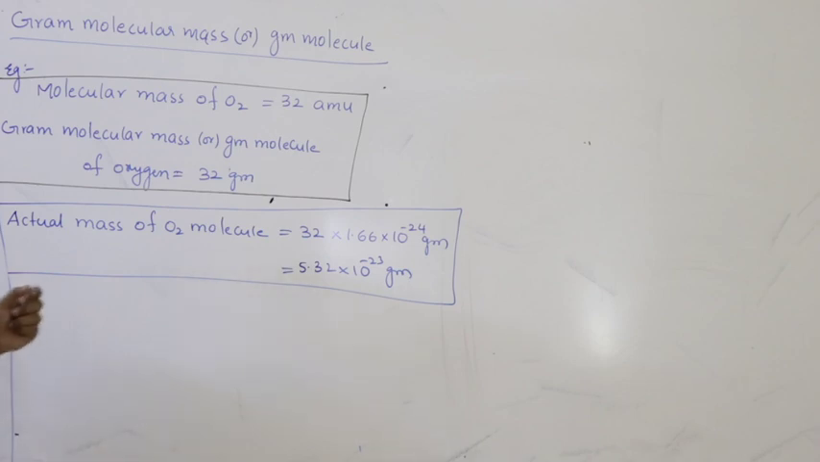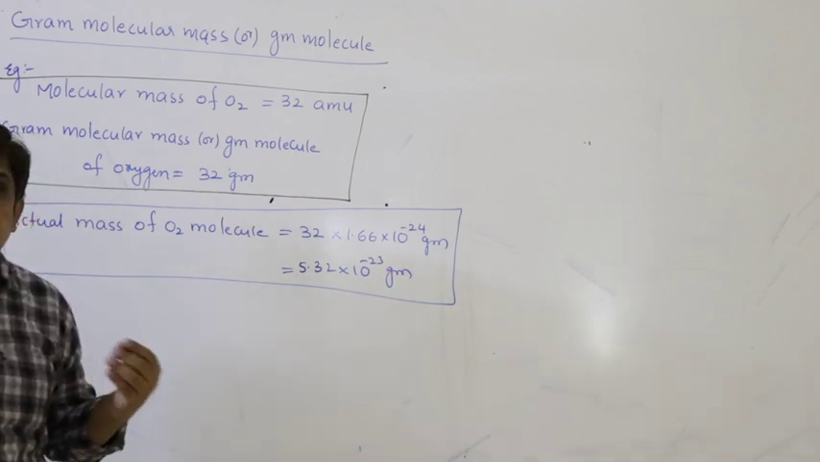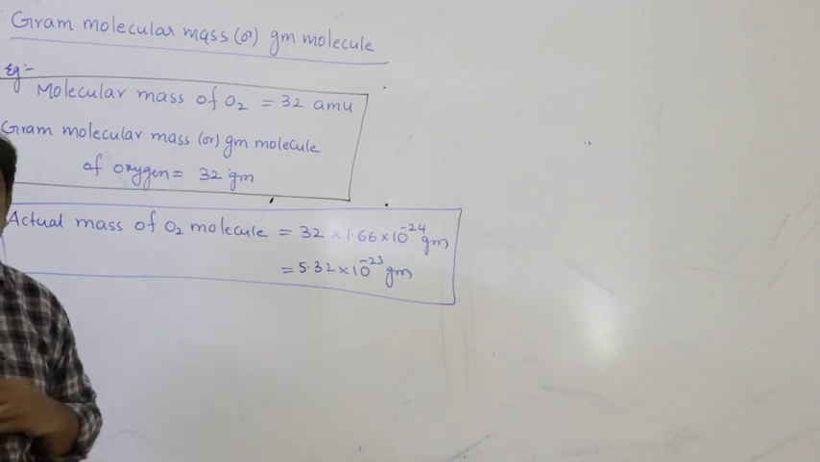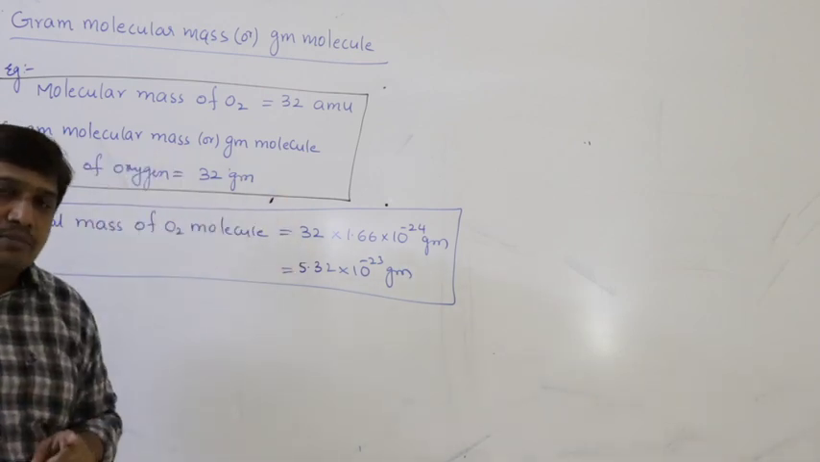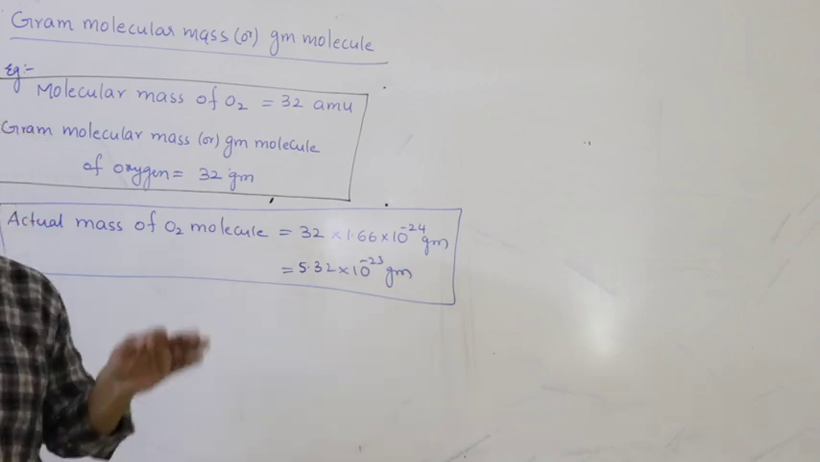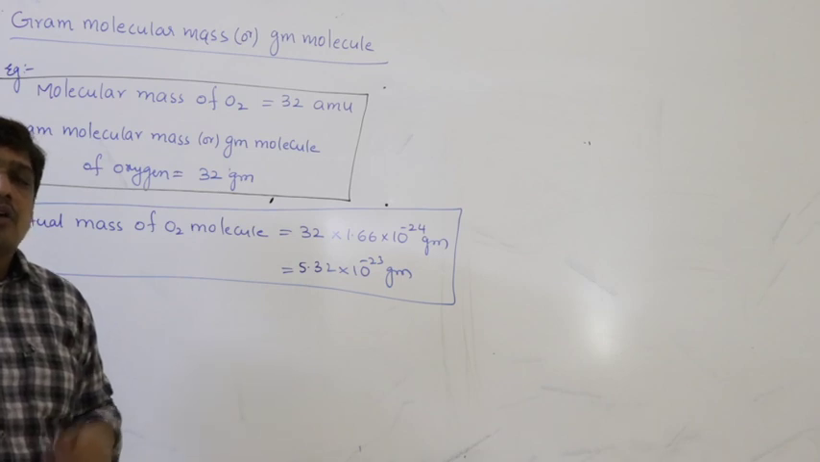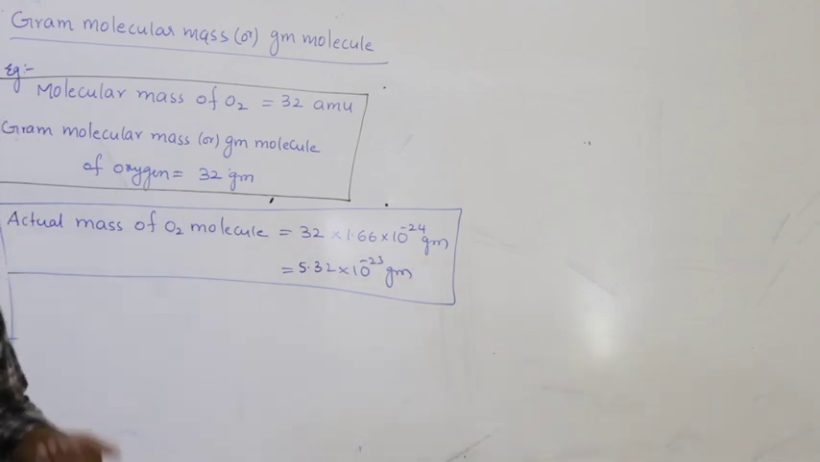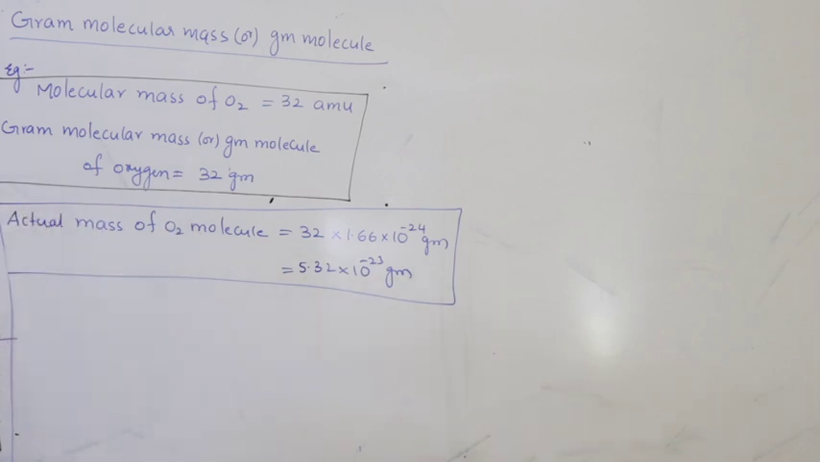Note, 1 gram molecule of any substance contains the same number of molecules and it is equal to Avogadro number of molecules. I repeat, 1 gram molecule of any substance contains the same number of molecules, equal to the Avogadro number, 6.023 into 10 power 23 molecules.